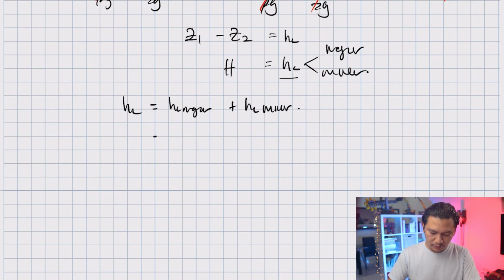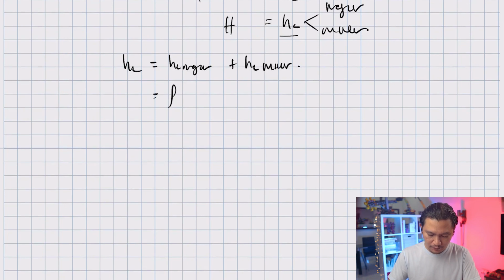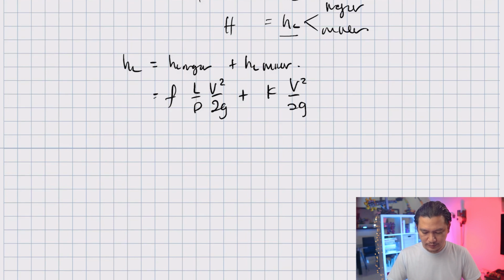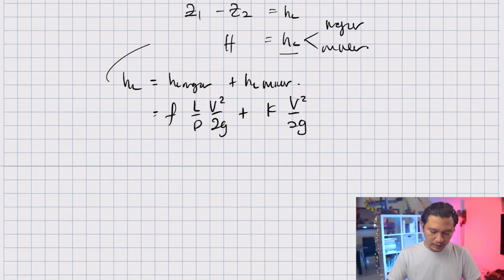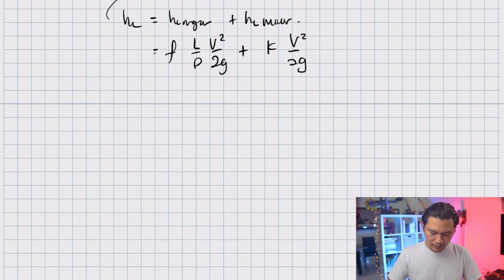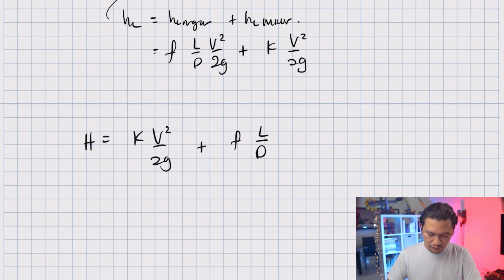Let's write the equation for HL major. This is f L over D times V square over 2g, plus K V square over 2g, right? And HL is actually equal to H. So I'm going to rewrite this equation again. So H is equal to K V square over 2g plus f L over D V square over 2g.